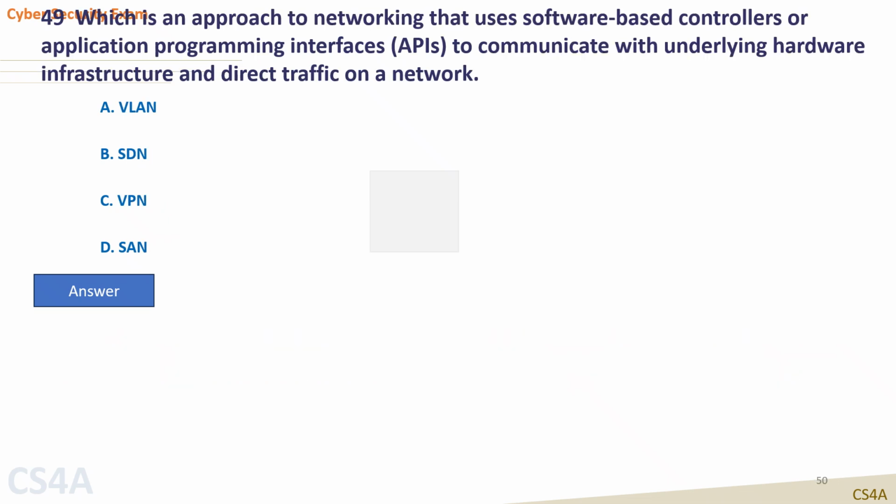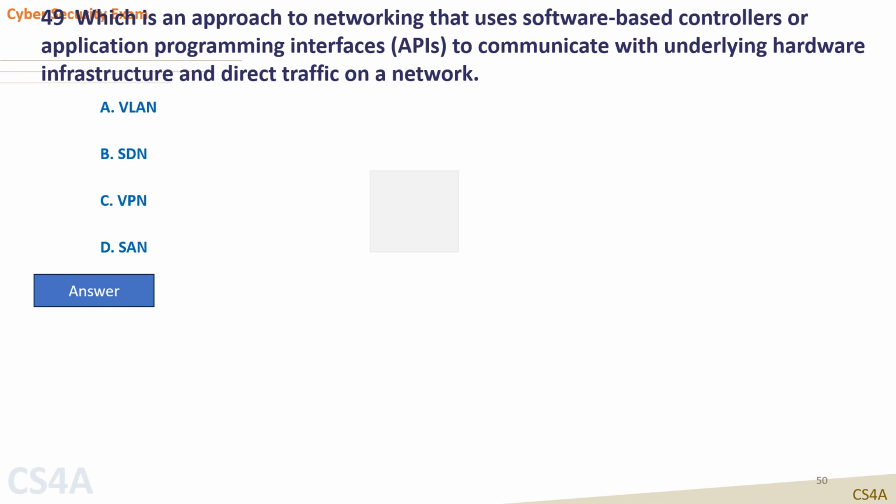So here the question is, which is an approach to networking that uses software based controllers or application programming interfaces to communicate with the underlying hardware infrastructure and direct traffic on the network? The keyword is software based controllers. The options are VLAN, SDN, VPN, and SAN.